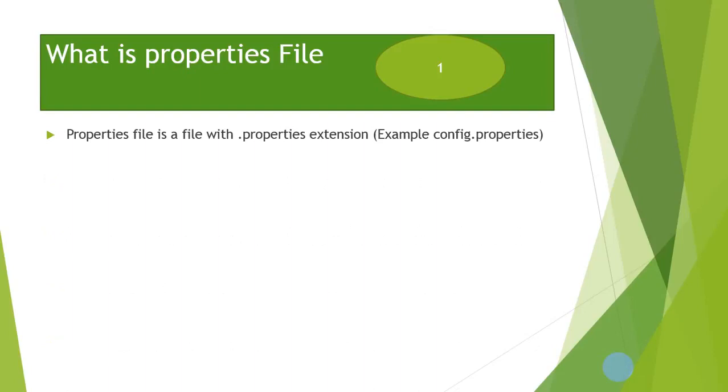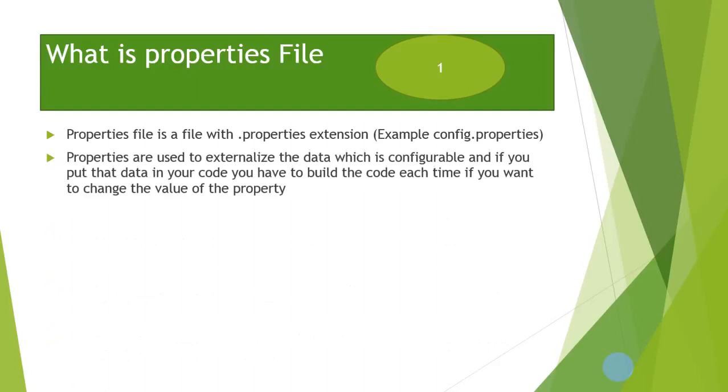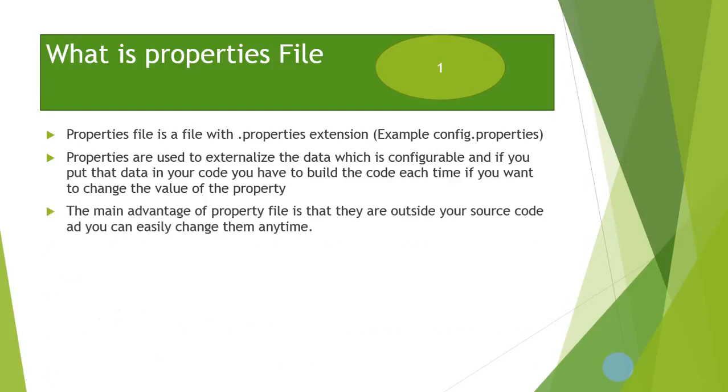A properties file is a file with a .properties extension. For example, while storing your file, you can name the file with the .properties extension. Properties are used to externalize data which is configurable, and if you put that data into your code, you have to build that code each and every time you want to change the value of the property.